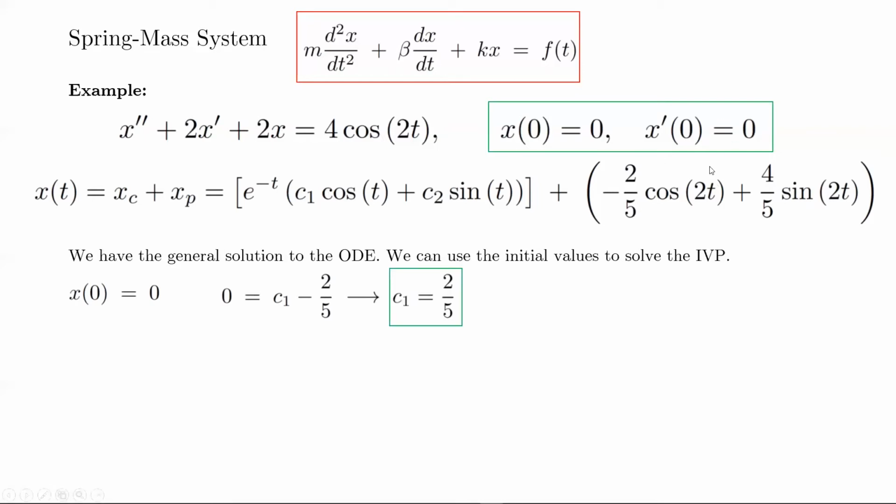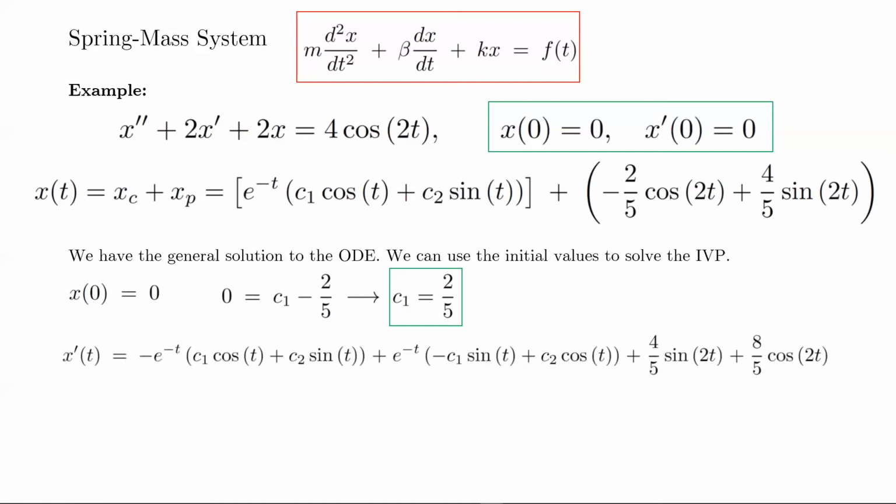To use the second initial condition, we have to take the derivative of our solution here, our general solution to the non-homogeneous ODE. Okay, it's a little bit tricky because we've got exponential times a cosine and exponential times a sine, so we're going to have to use the product rule here. But when we take that derivative, this is the expression we get.